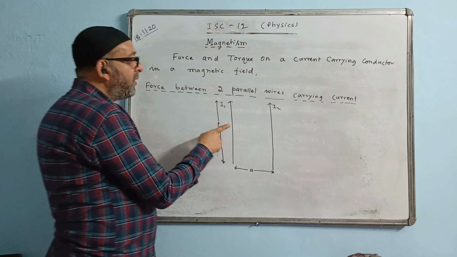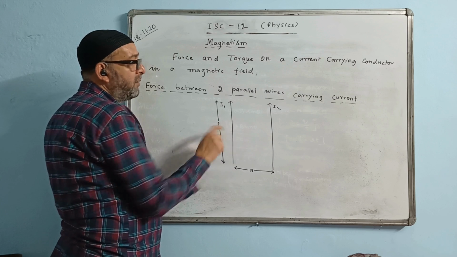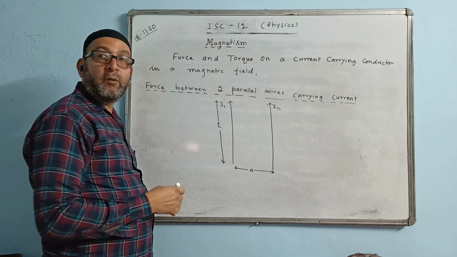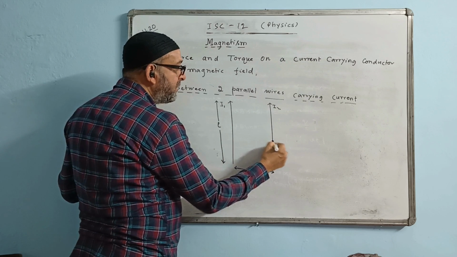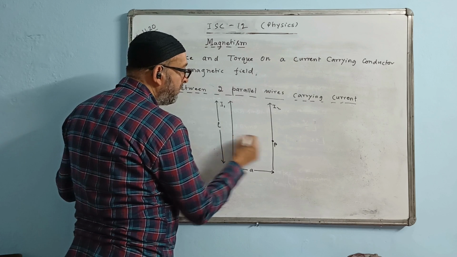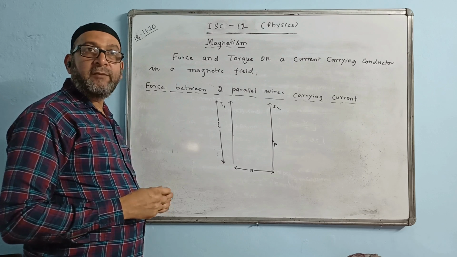So this wire will not have a magnetic field due to its own current, but it will have a magnetic field because of the other current. And this one will have a magnetic field because of the first, not its own current. Suppose a point P exists here. There will be a magnetic field at this point because of this current. In what direction will the magnetic field act?